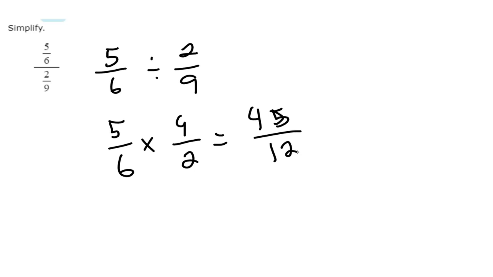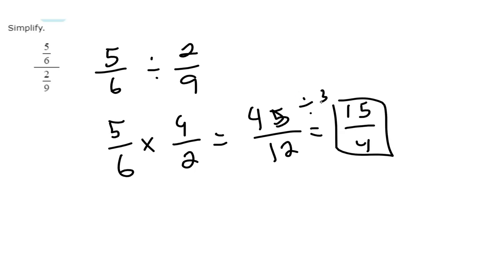Now I'm going to have to reduce my fraction again. The number that can go into 45 and 12 is 3. So I'm going to divide them both by 3. So I'm going to get 15 over 4. And that's my final answer. So I divided both by 3 to reduce it.